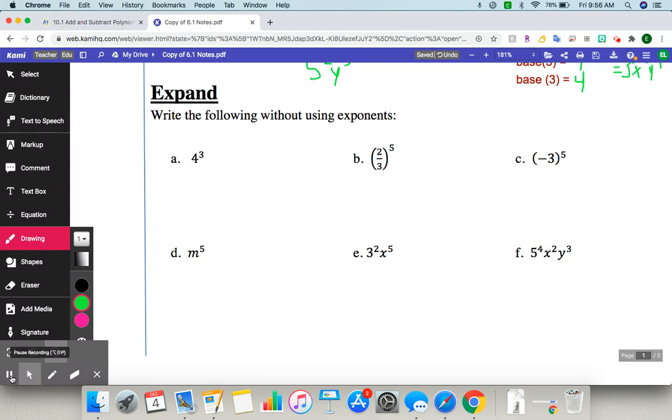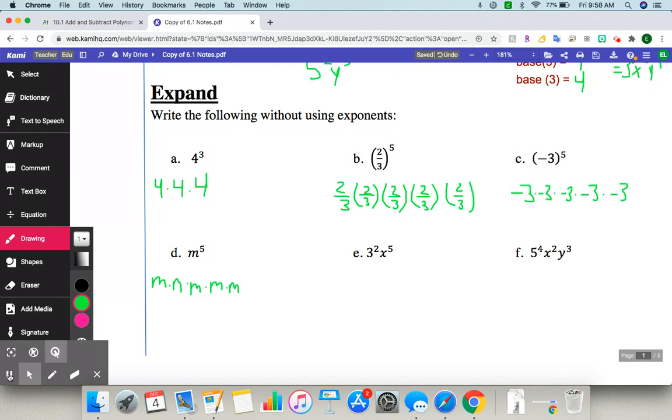The opposite of condensing the expressions is expanding the expressions. We do this to help us recognize future patterns that exist within exponents. So for each of these samples, I'm just going to run through them. We have 3 factors of 4. B, we have 5 factors of 2/3. In part C, we have 5 factors of -3. D, we have 5 factors of m.